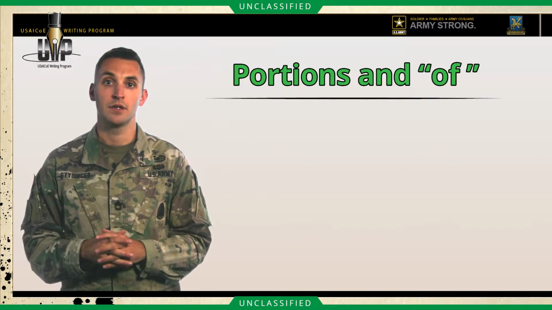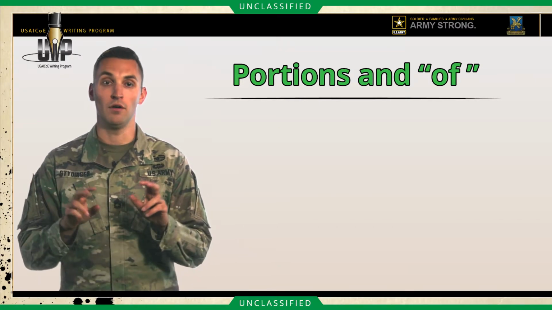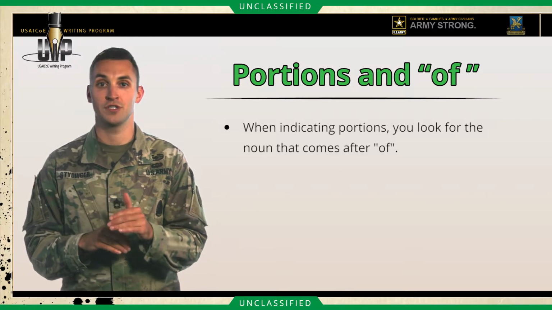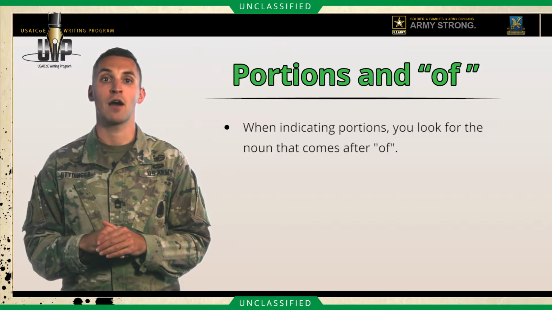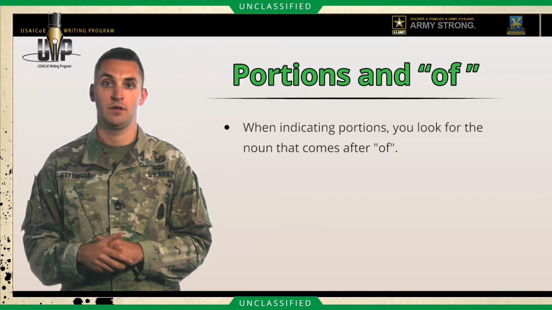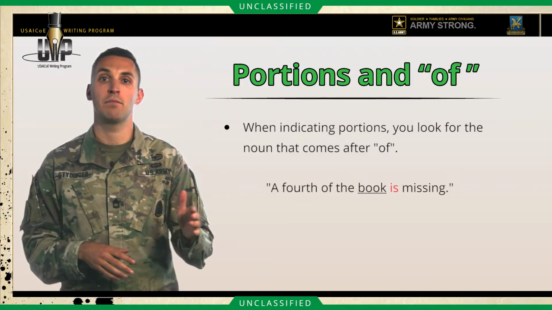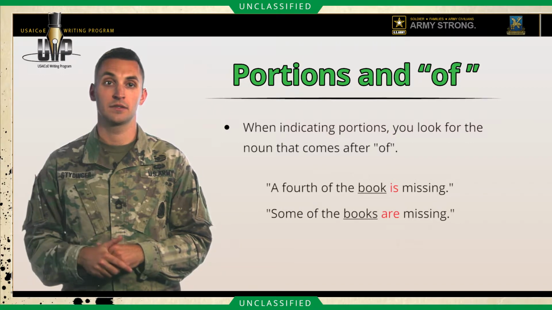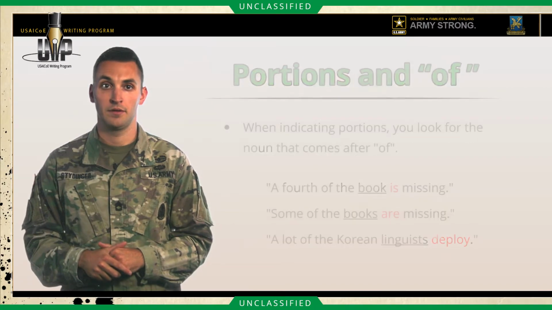As I mentioned, English provides us with plenty of variety, and there is an exception to the subject coming before of. This exception is when you are indicating portions of a thing. When indicating portions, you look for the noun that comes after of. Here are some examples. A fourth of the book is missing. Some of the books are missing. A lot of the Korean linguists deploy.